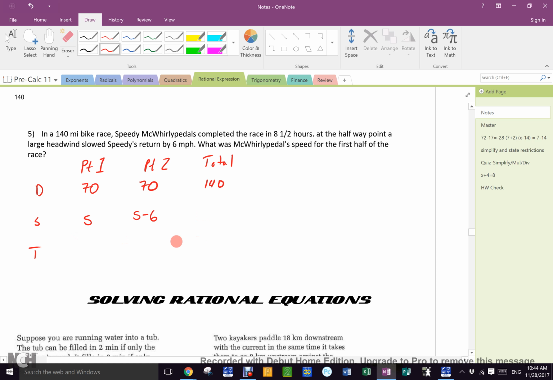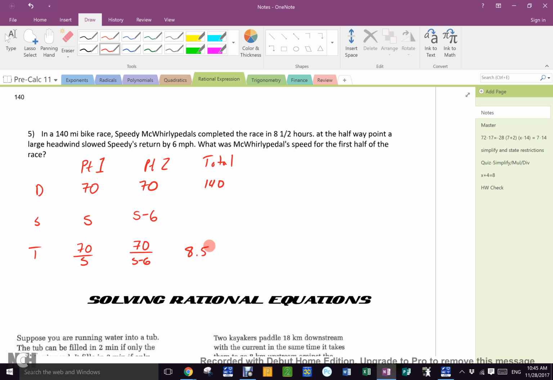What is time always? Distance over speed, right? So what is the time here? 70 over S. What is the time here? 70 over S minus 6. What's the total time it took to run the race? But what do you guys feel about fractions? 8.5. Everybody cool?